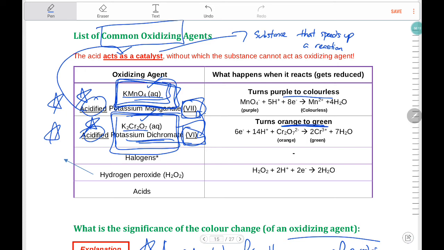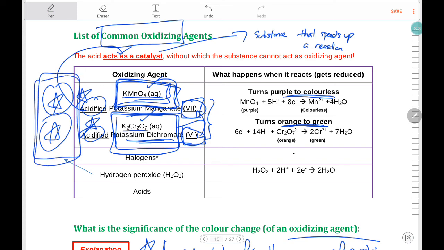Clear? Okay, and the colors will be orange to green, purple to colorless for these two oxidizing agents, and you need to know that. Alright, so I put a star over here. You need to know the name, you need to know the formula of these two oxidizing agents, and you need to know the color change, purple to colorless, orange to green. And on top of that, you also need to know who is responsible for the purple, who is responsible for the colorless. So you need to know these ions, orange and green.